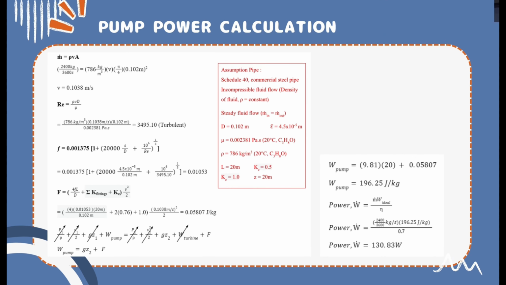Next, we calculate the pump power. At first, we calculate the velocity from weight flow rate. Second, we calculate the Reynolds number and the Fanning friction factor F. Third, we get the total friction loss. Then we can get the work done from the Bernoulli equation. Finally, we can determine the actual work from the 70% efficiency.